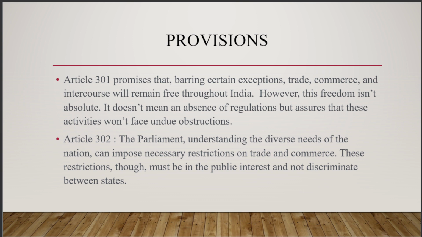Coming to the provisions, Article 301 states that exchange of goods or trade will be free across the country, except in some situations. So this article ensures that except for some regulatory measures, there should be no barrier to trade between different states within the nation. And Article 302 gives power to the Parliament to put some restriction on trade if it thinks that it is necessary. But it is to be noted here that these restrictions can only be in public interest and should not be discriminatory between the different states.